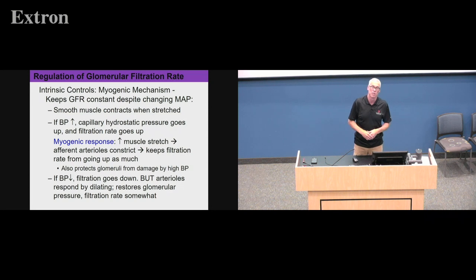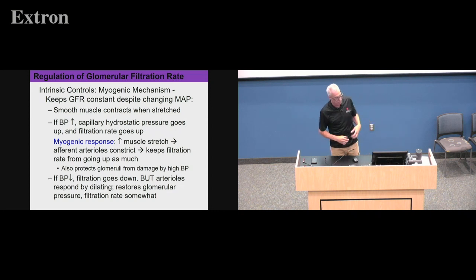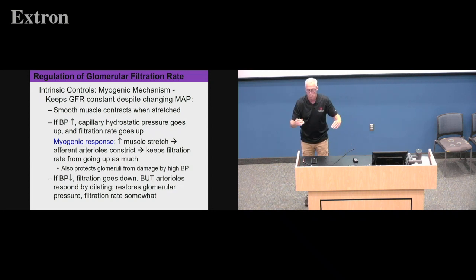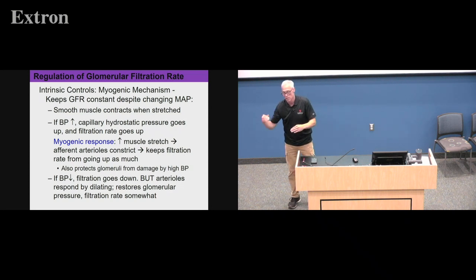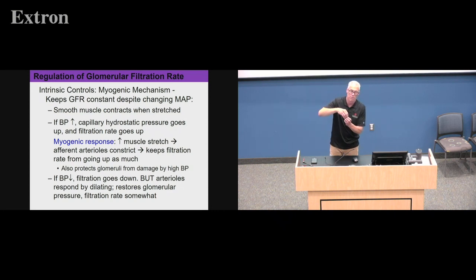On the other hand, if the mean arterial pressure falls, if we become dehydrated, for example, those afferent arteriole smooth muscle cells will not be stretched as much. They're not getting as much of that blood pressure hitting them, and they will just dilate. So if the blood pressure goes down, the glomerular hydrostatic pressure would go down and the filtration rate would go way down. But it doesn't go down as much because this afferent arteriole dilates and lets more of that mean arterial pressure in and pushes the glomerular filtration rate back up towards normal.